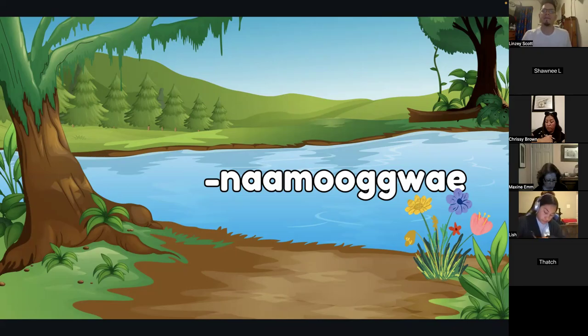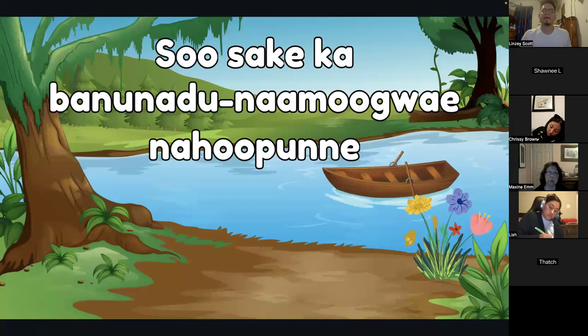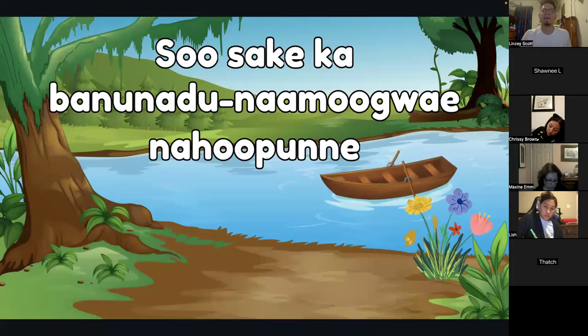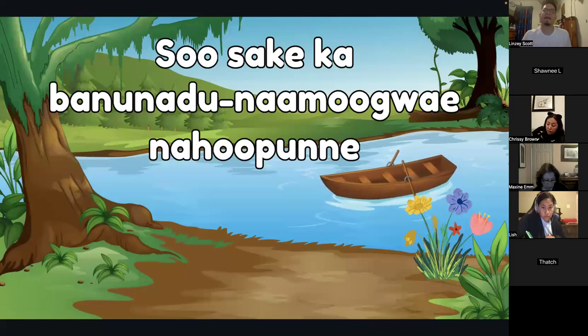In the middle of. So if I want to say that a boat is floating in the middle of the lake, okay? We got this boat here floating in the middle of the lake. We'd say, Susaki kavanina de namugwe nahupini. Let's break this one down.